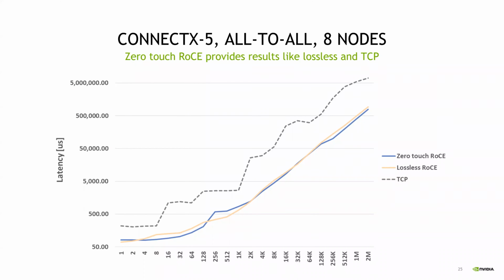Here's a graph showing that with zero touch, there is minimal performance difference between it and the other RoCE switch settings that I showed on the last slide. And this is across all the message sizes. And it also shows the latency advantage of RDMA over TCP. And more than just latency, the consistency of that latency.